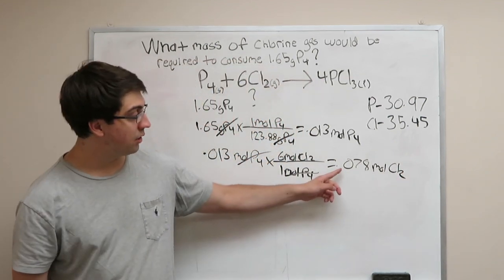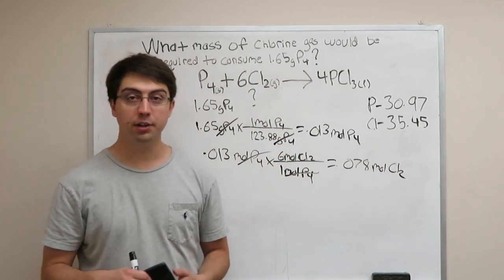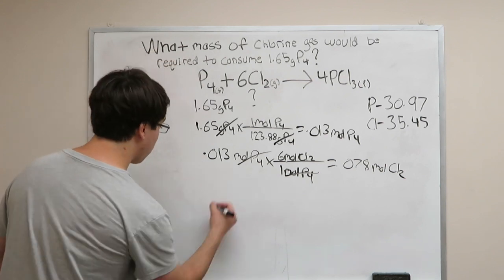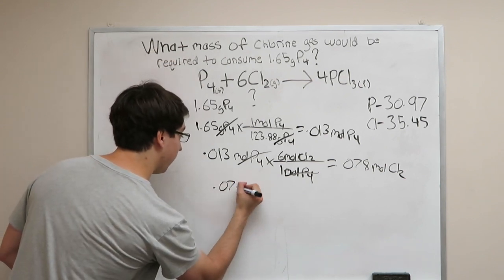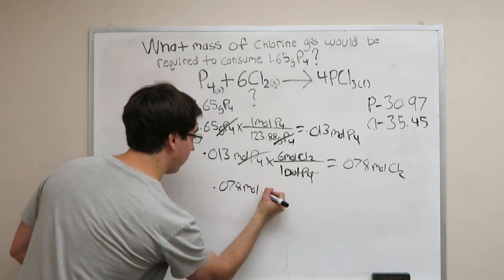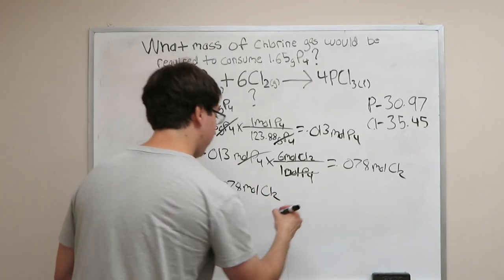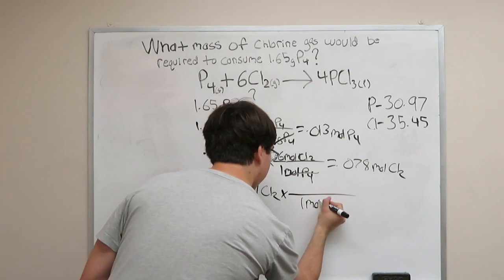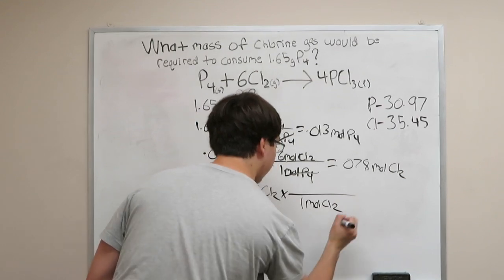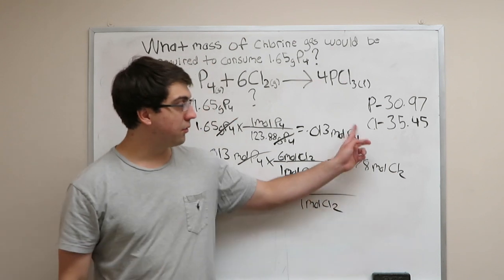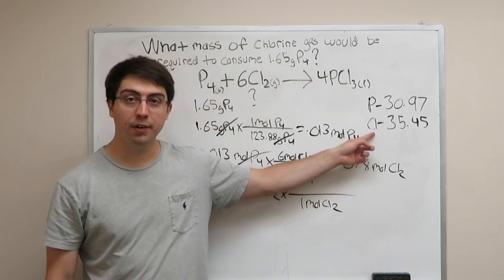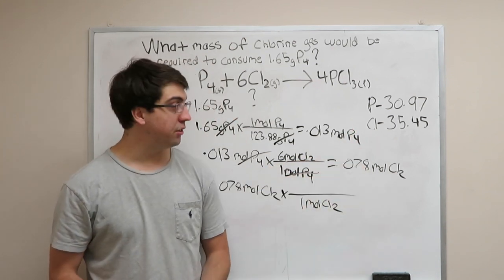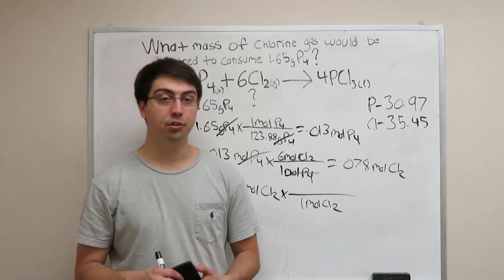The last thing we need to do is convert the moles of chlorine to grams of chlorine. I got the molar mass of chlorine as 35.45, but chlorine, Cl2, is diatomic, so we need to multiply that times 2.